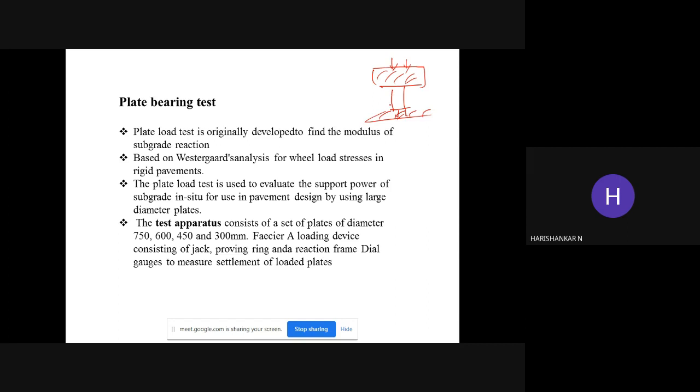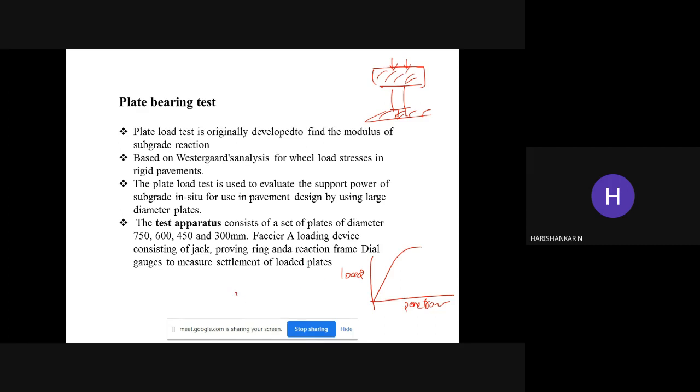Here you can draw the graphs also. Load versus penetration, it will be like this. Here also you have the same procedure, and it can be taken as penetration or settlement.